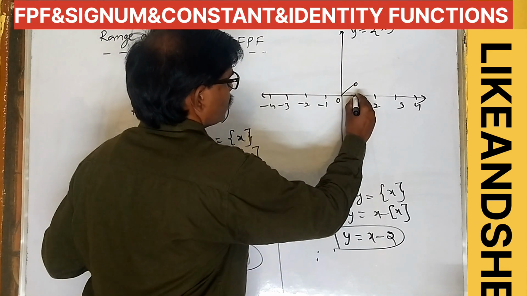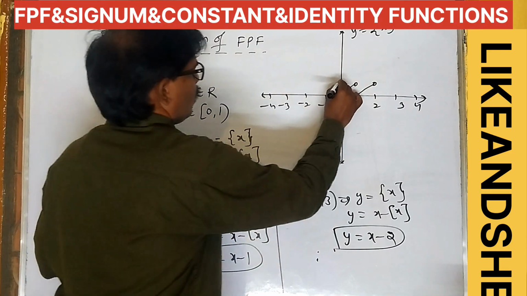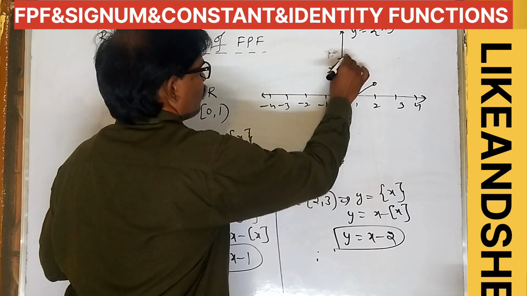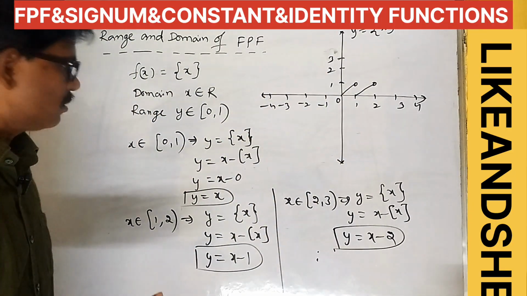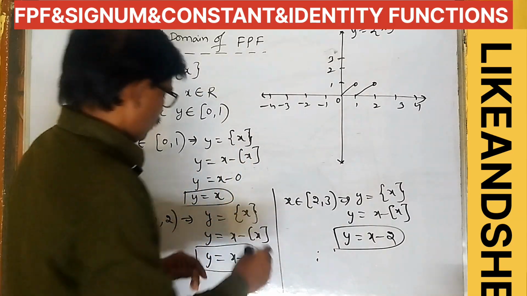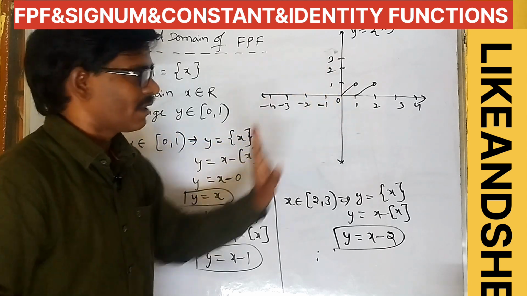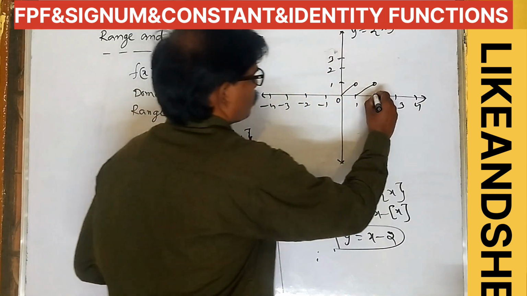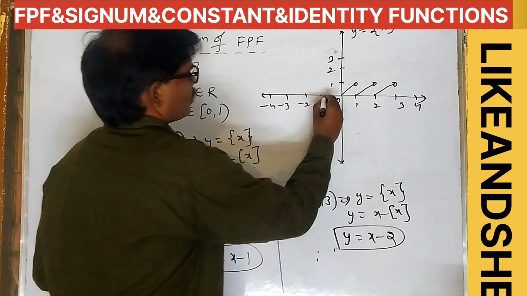Next, another one from here to here, with a hollow circle. This is 1, this is 2, this is 3. Like that, the y value is always less than 1. That is the fractional part. Next, another one is y is equal to x, with x equal to 0 and y equal to 0. This is 0 to 1, 1 to 2 and 2 to 3, with the 2 to 3 interval open. Like this. This side also is the same as that one.